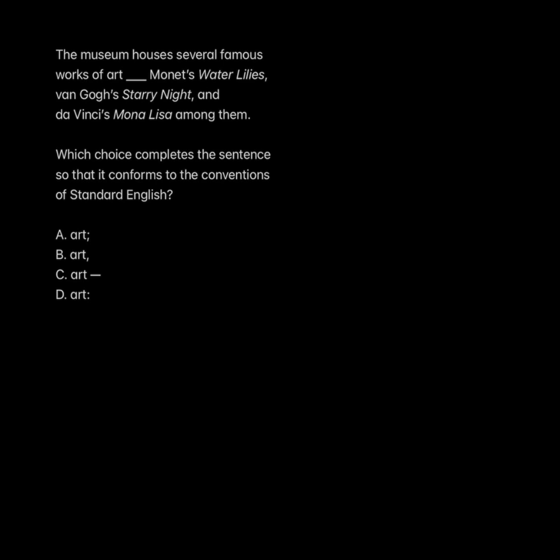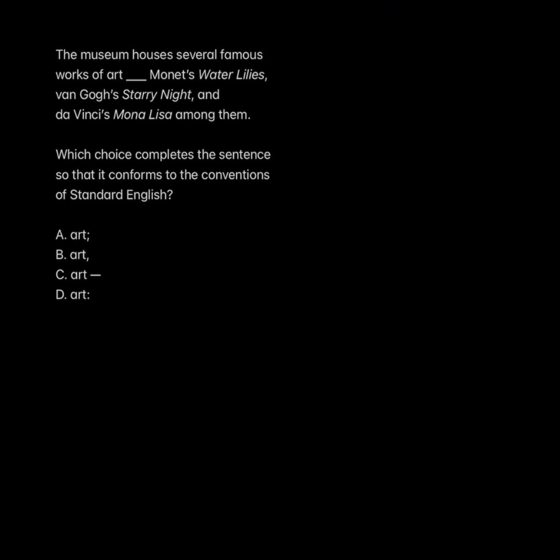So again, let's break down which answer choices are incorrect and why they are incorrect. First, answer choice A, art with a semicolon between the second part of the sentence, where it begins with Monet's Water Lilies. This is grammatically incorrect because a semicolon is used to connect two independent clauses, which we don't have here. Monet's Water Lilies, Van Gogh's Starry Night, and Da Vinci's Mona Lisa among them is a list. It's not an independent clause, so that would be incorrect.